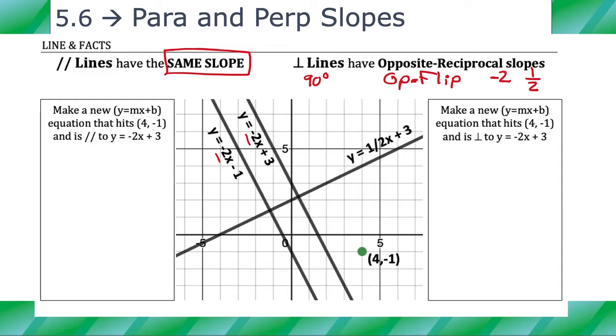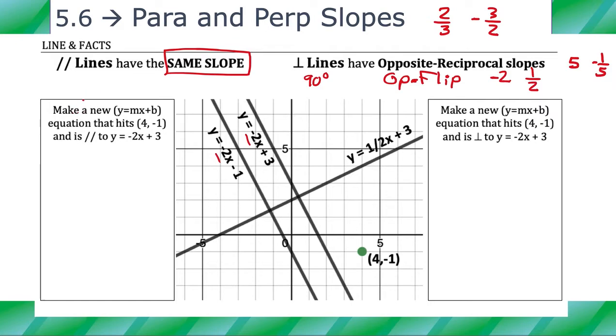Some other examples of opposite reciprocals would be 2/3 and negative 3/2. One's positive, one's negative, and they're flipped. Another example would be positive 5 and negative 1/5. Positive, negative, and flipped. So that's how you make opposite reciprocals. One has to be positive, one has to be negative, and they have to be the flip of one another. That's what reciprocal means.